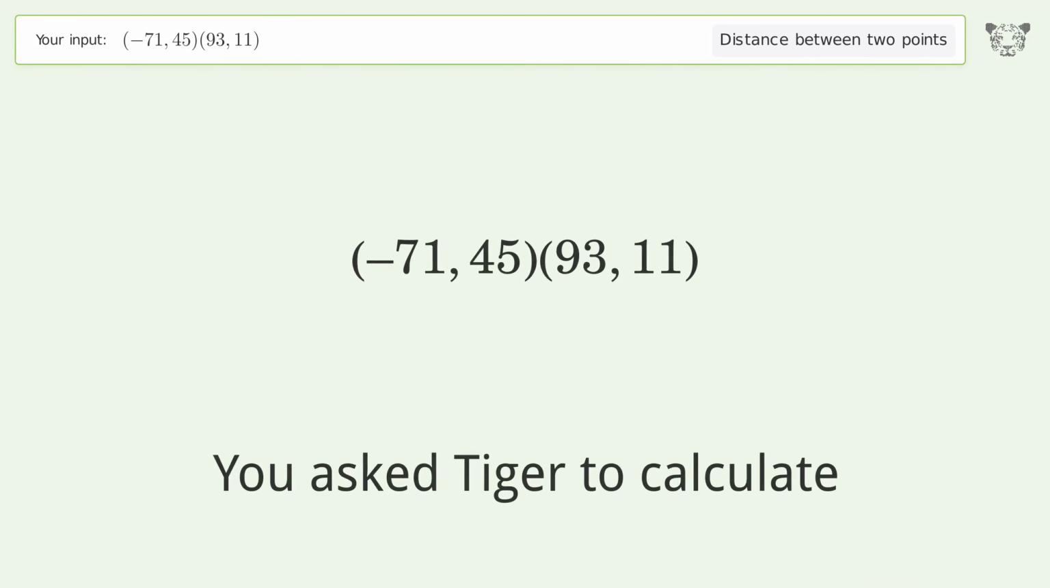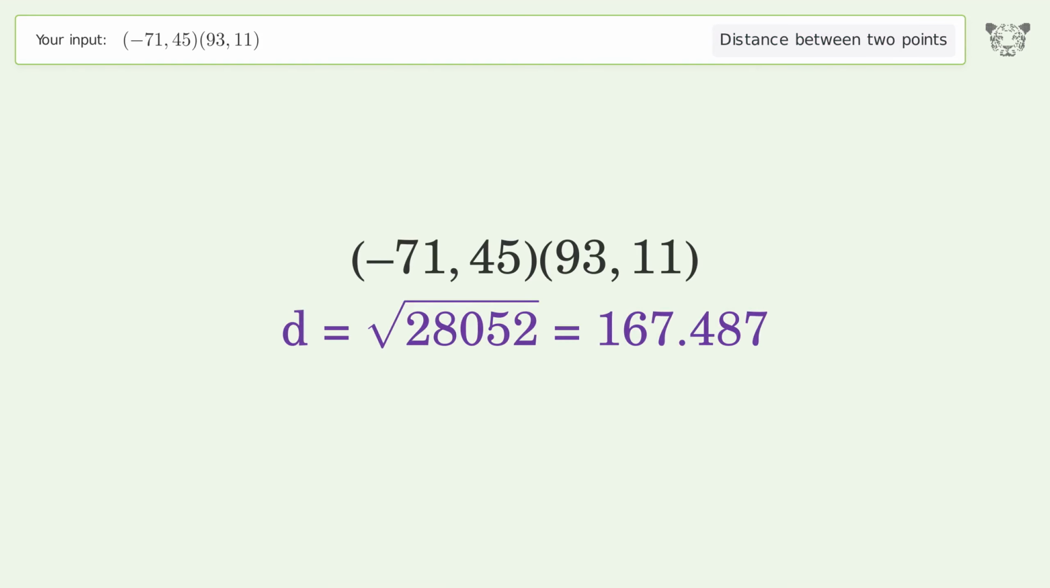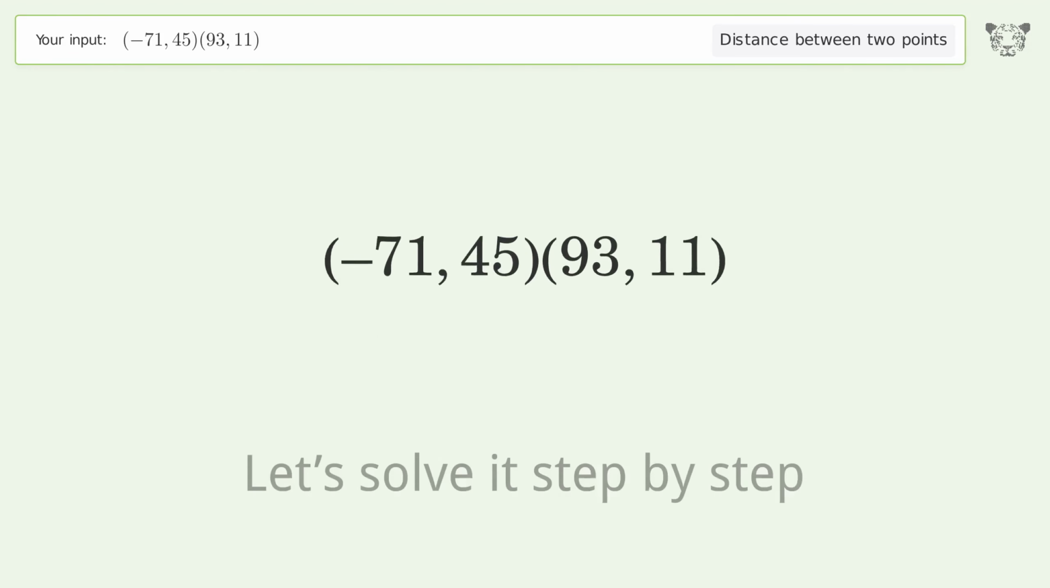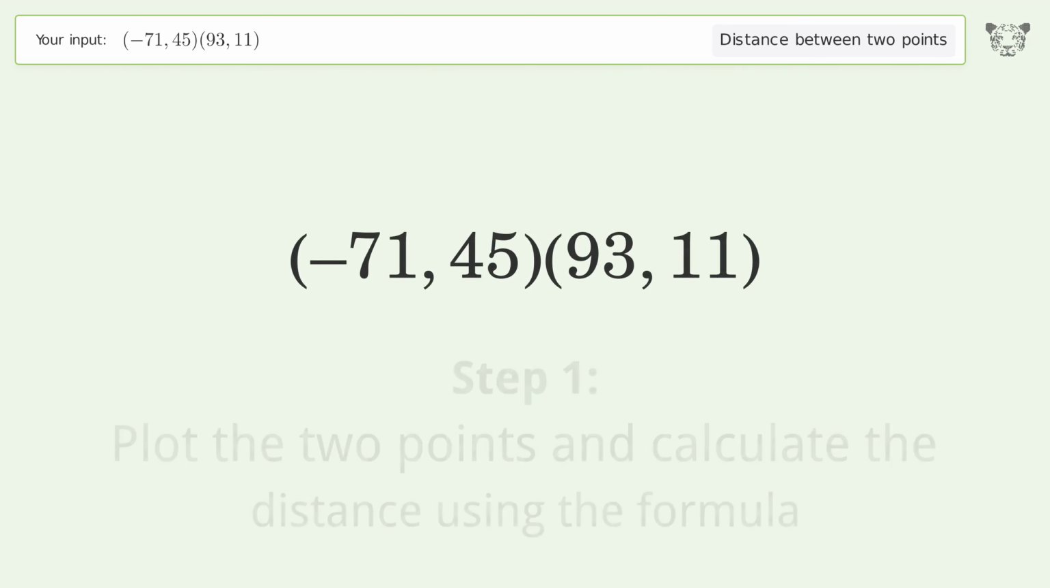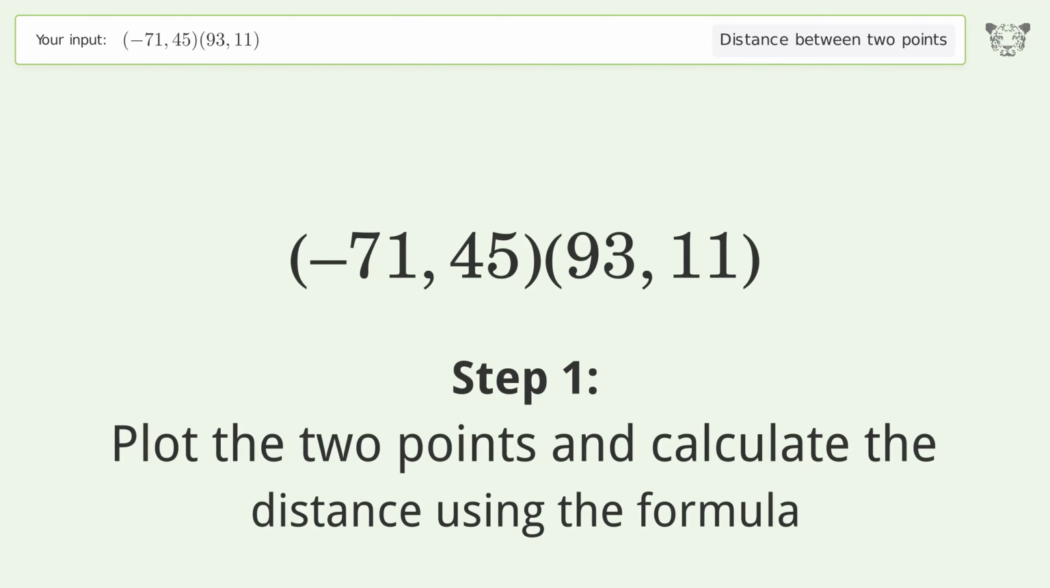You ask Tiger to calculate. This deals with the distance between 2 points. The distance between the 2 points is the square root of 28,052, or 167.487. Let's solve it step by step. Plot the 2 points and calculate the distance using the formula.